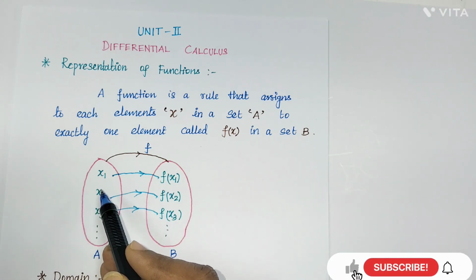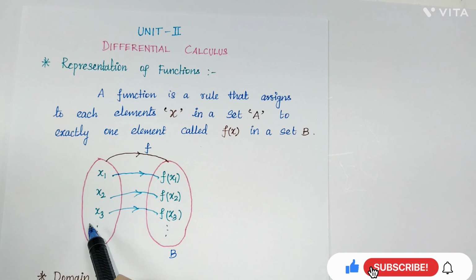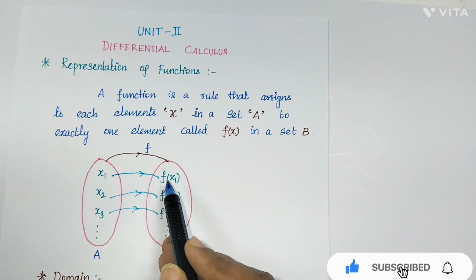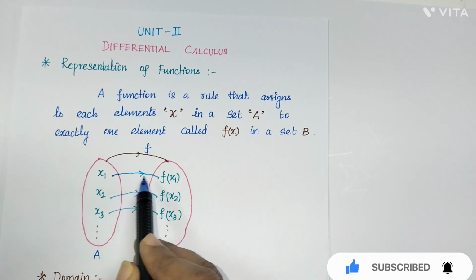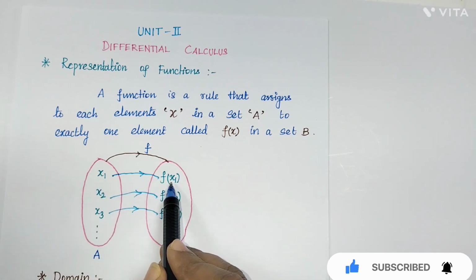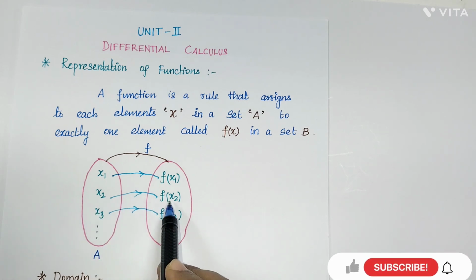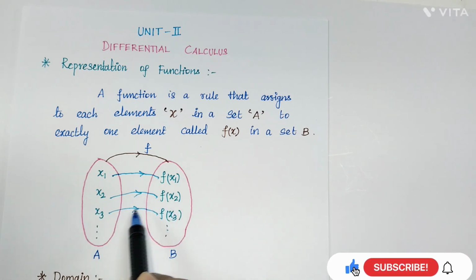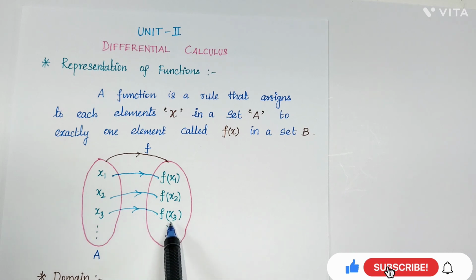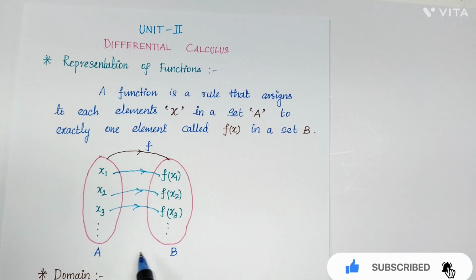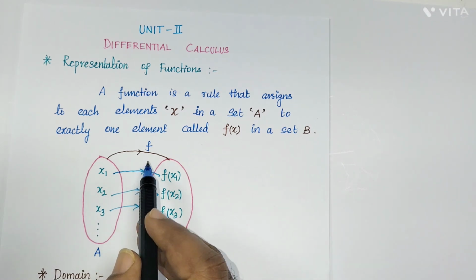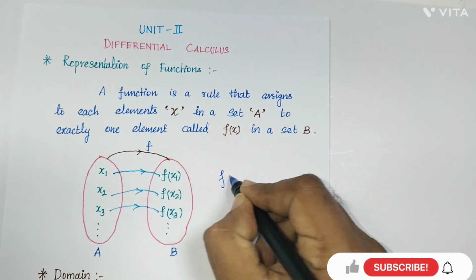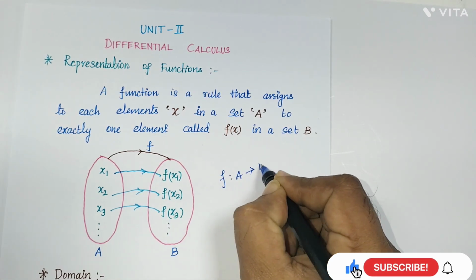Each element in set A gives exactly one image from set B, called f of x. Taking x1 gives the image f of x1 in B, x2 gives f of x2, x3 gives f of x3, like that. The set A is the domain and the set B is the codomain of the function. Generally we call the function a transformation from A to B.